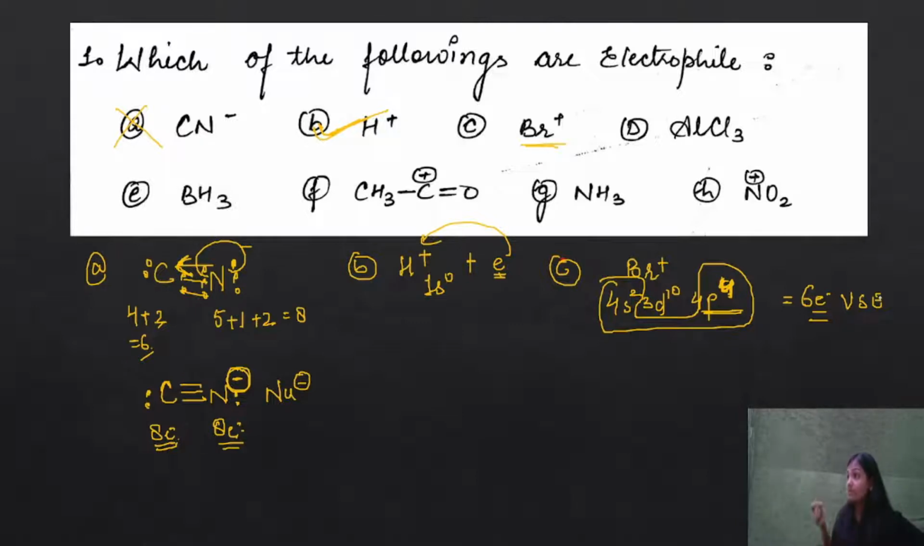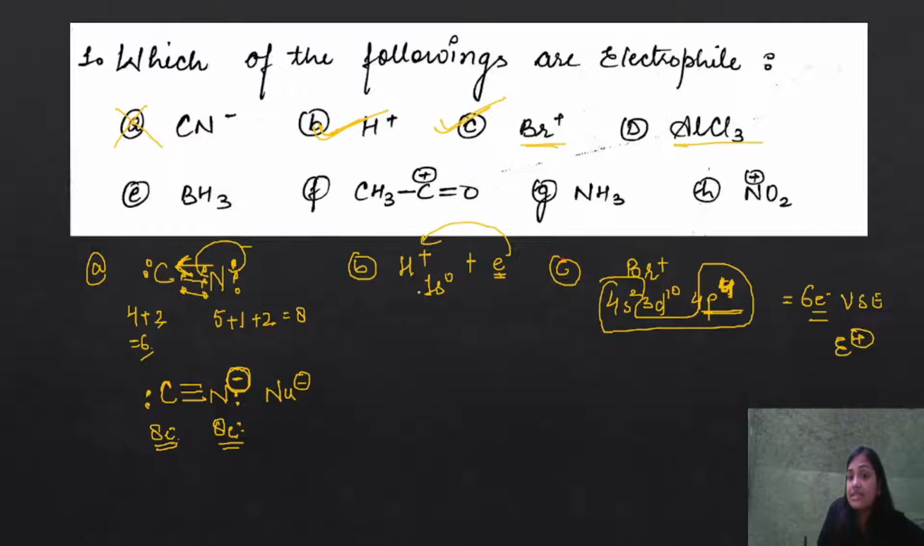Its octet, meaning the number of electrons available in the last shell, is incomplete, that is 6. This could have 8 electrons. So this is said to be electrophilic in nature.